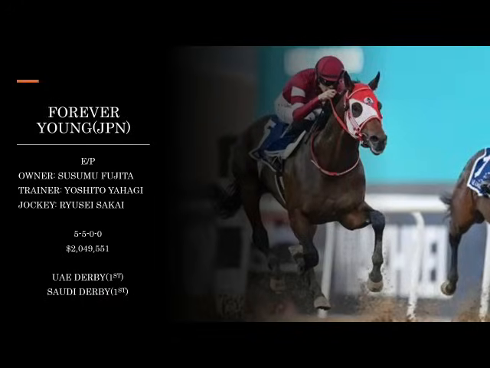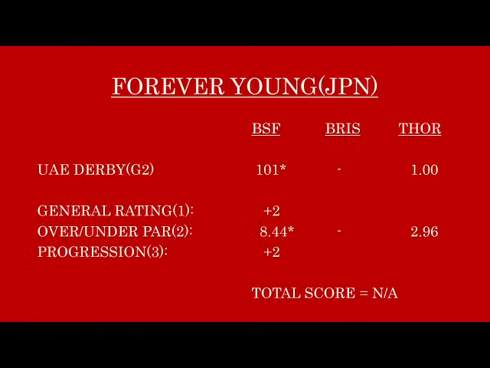Forever Young, the Japanese horse. These are only approximations we can give because there is no Brisnet number. The Thorograph we do have, which is a 1, which is an outstanding number, but I can't give a score because we don't have a firm Brisnet or Beyer speed figure. I have heard Randy Moss say they're thinking the UAE Derby was about a 101, but again, I cannot confirm it, so these are just guesstimates on my part.